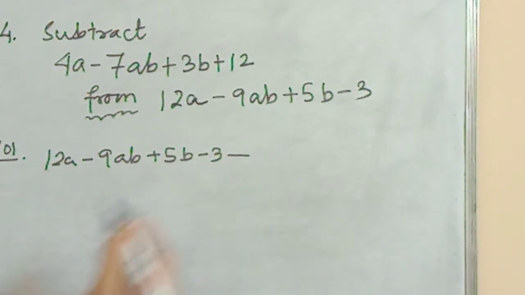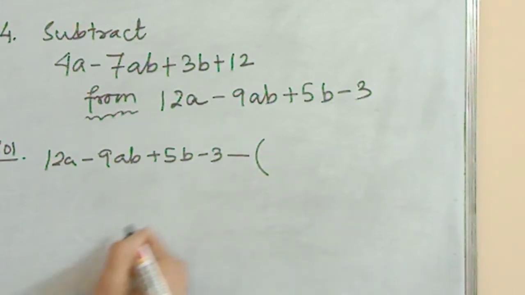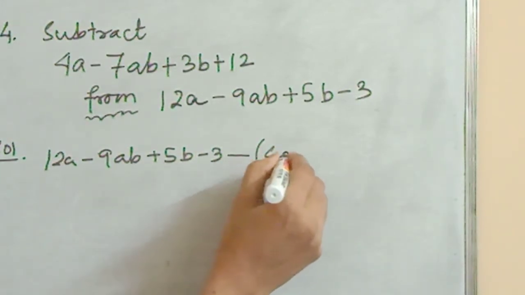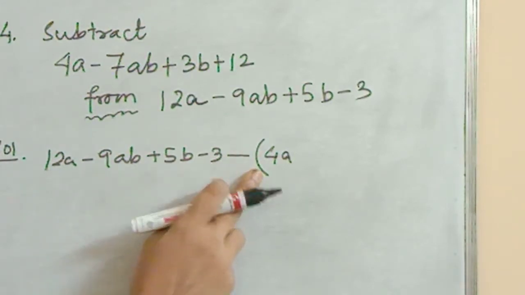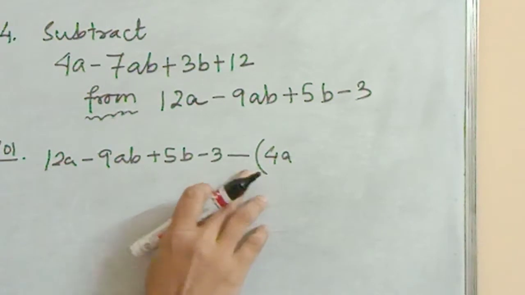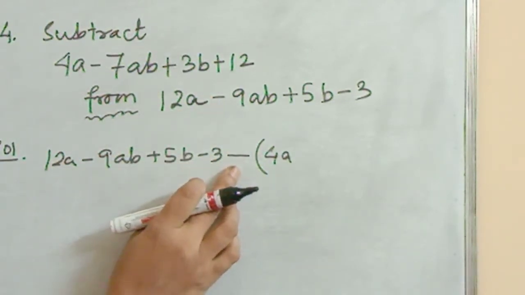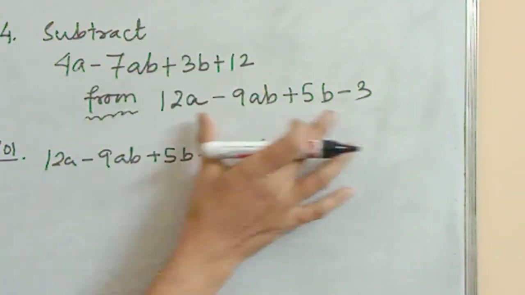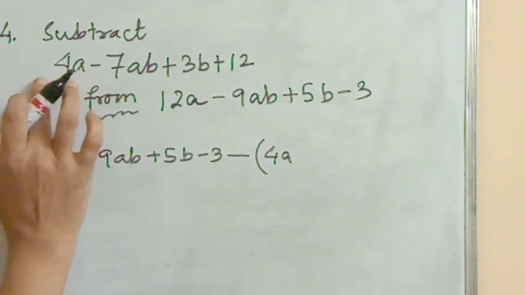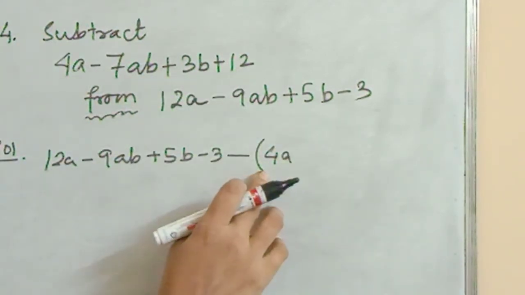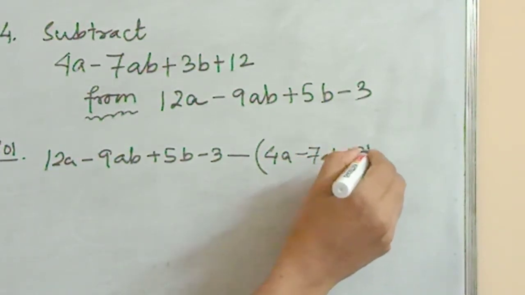So the subtraction sign, that is the minus sign, you will give, and the whole expression you write inside a bracket. When you are subtracting, the bracket is very important. Afterwards you will understand why I am giving this bracket. Minus sign, because of subtraction. You are subtracting this expression from this expression, so this one you will write first, then a minus sign, and then the whole expression inside the bracket: 4a minus 7ab plus 3b plus 12.